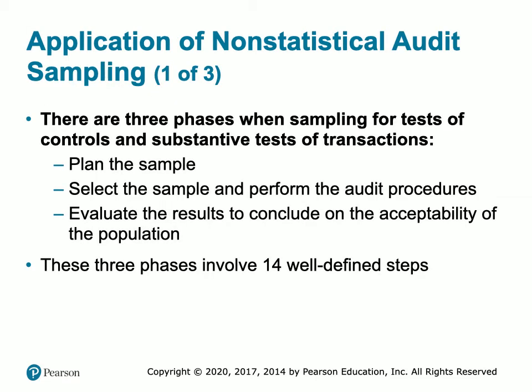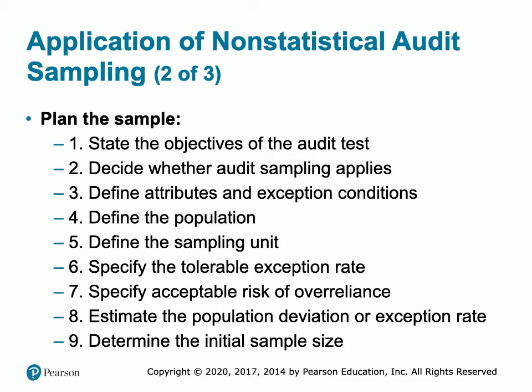So non-statistical sampling, again, same approach as statistical sampling. You plan it, you select the sample, you perform the audit procedures, and you evaluate the results. There's 14 different steps that you do to conduct this type of sample. I'm going to go through a few of them. Number 3, define the attributes and exception conditions. What are you testing for specifically?